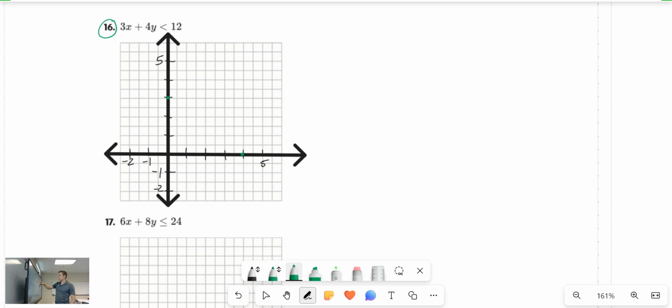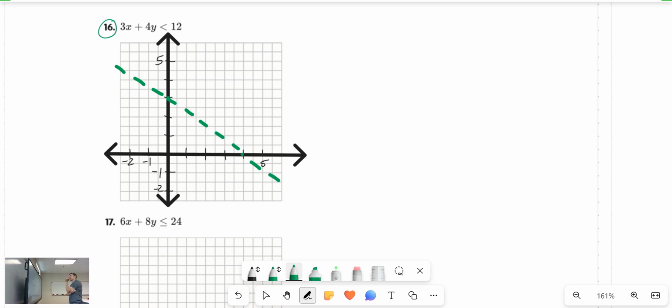We have one at 0, 3, and another at 4, 0. And then we need to make a dashed line connecting those. So we will go, dashed line connecting. It's not going to be perfect, but it's going to be pretty good.